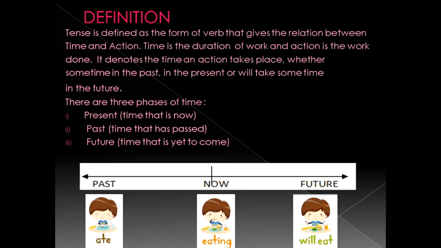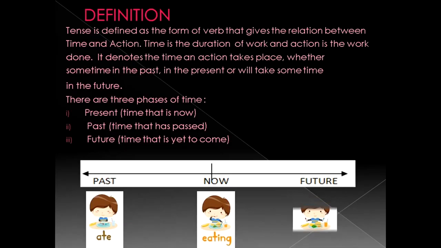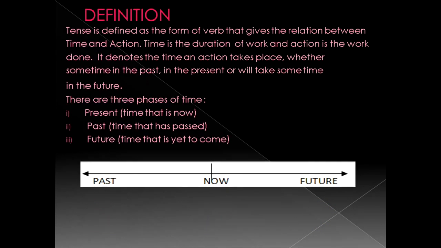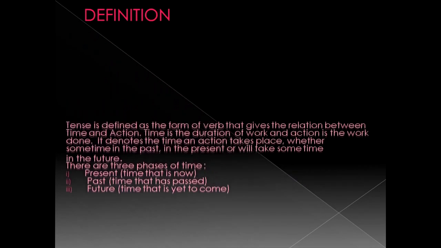Now, look here, the first picture. Here, the boy is eating his lunch, but since the action is over sometime in the past, we'll say that the boy ate his lunch. If you have to talk about the present time, we'll say that the boy is eating his lunch. And suppose the action is going to take place in the future, we will say that the boy will eat his lunch. That means sometime in the future the action will take place.